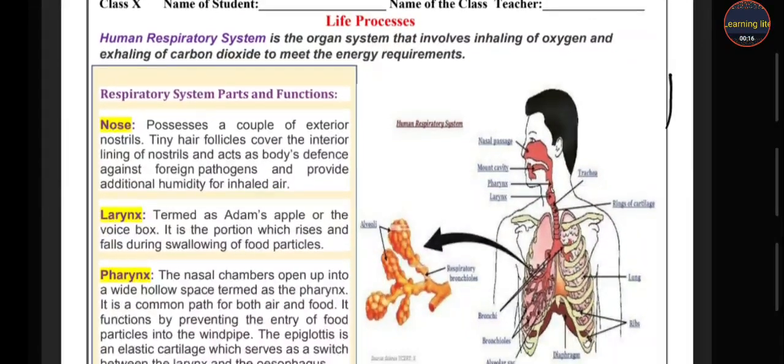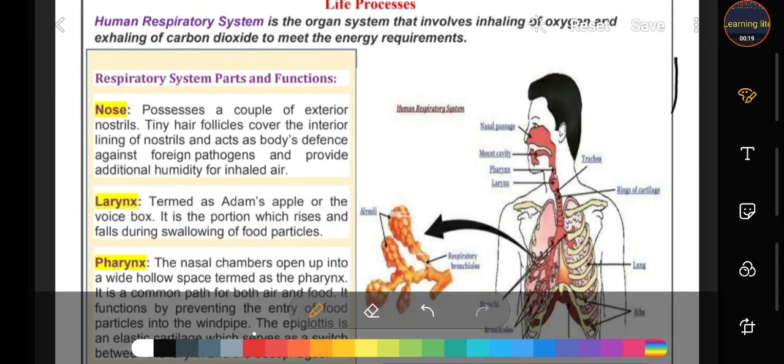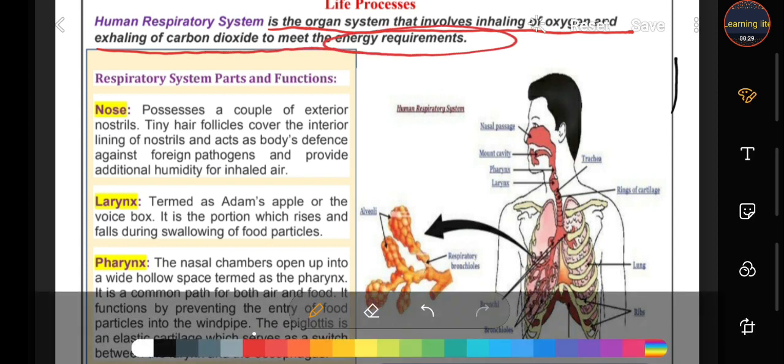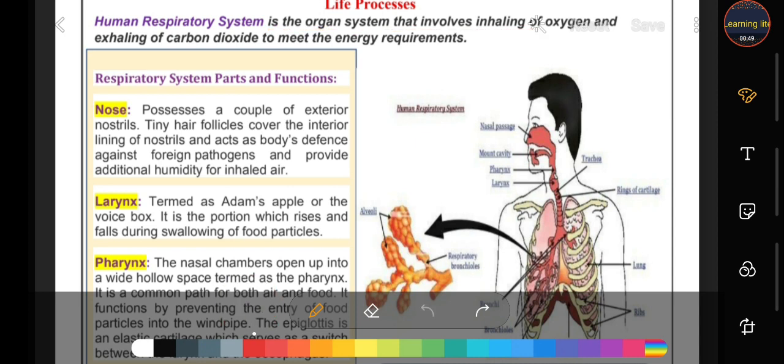What is the human respiratory system, students? It is the organ system that involves breathing, meaning inhaling of oxygen and exhaling of carbon dioxide to meet the energy requirement. So students, when we inhale oxygen and exhale carbon dioxide to fulfill our energy requirements, that activity is done by our respiratory system. Let's study the different parts of the respiratory system and their functions. Okay, this is the definition.